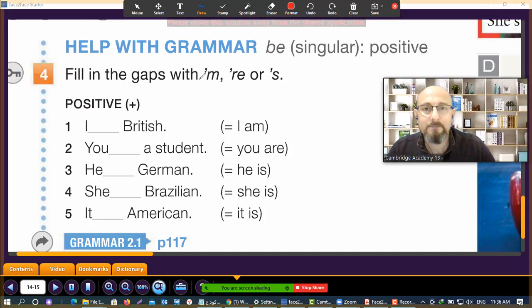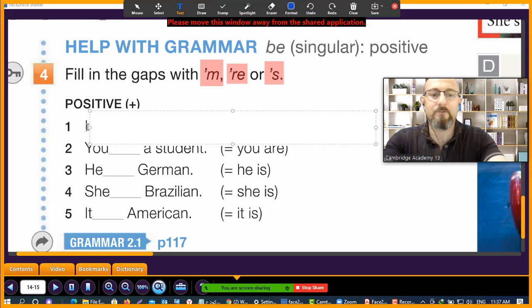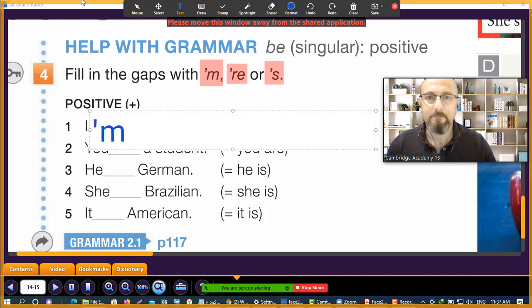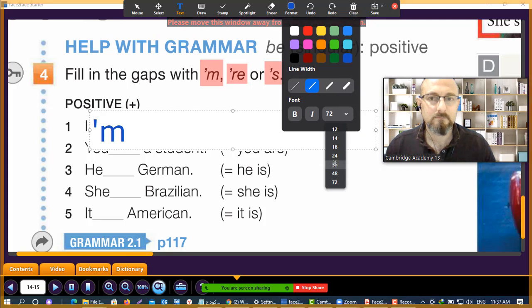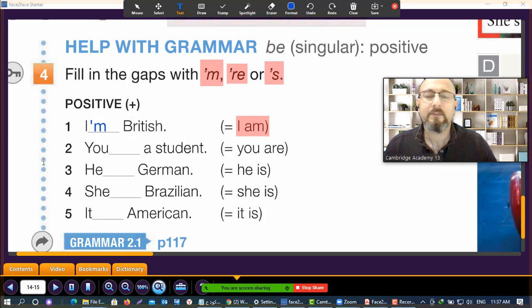Here. Fill in the gaps with what? Contraction am, contraction are, contraction is. Okay. I British. Here we have what? I am. What do we write here? We write apostrophe M. Very good. Apostrophe M. Apostrophe. Okay.